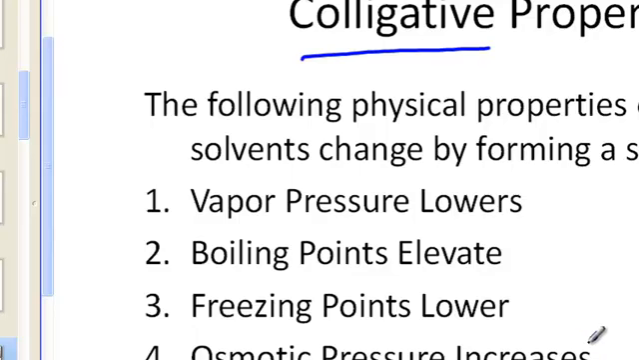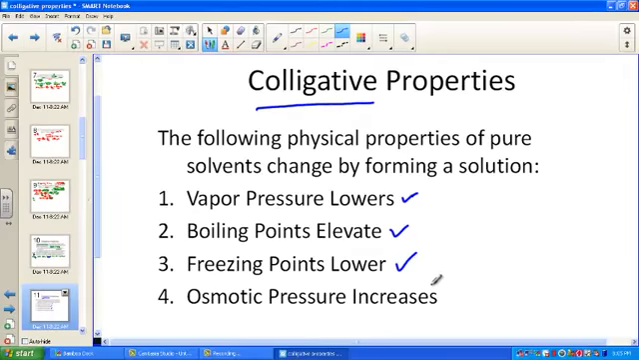We'll tackle these and talk about why vapor pressure lowers. Because the vapor pressure lowers, boiling points elevate. These are kind of a cause and effect. The freezing point depresses or goes down, and the osmotic pressure begins to increase the more and more concentrated a solution is. Vapor pressure was discussed in Chapter 11, that pressure that's exerted above a solution that's in dynamic equilibrium.